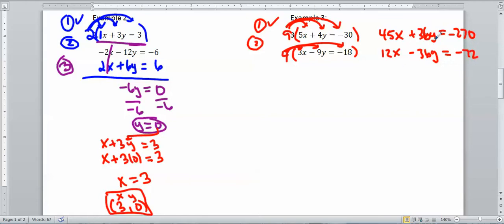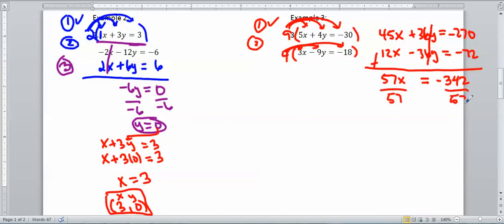Okay, so if I combine these two, I'm going to add them together. 45x plus 12x is 57x. And 36y minus 36y, those drop out, leaving me with 0. And negative 270 minus 72 is negative 342. Okay, if I divide both sides by 57, I get x is equal to negative 6.